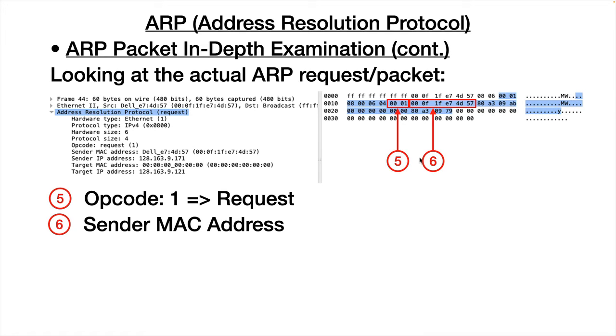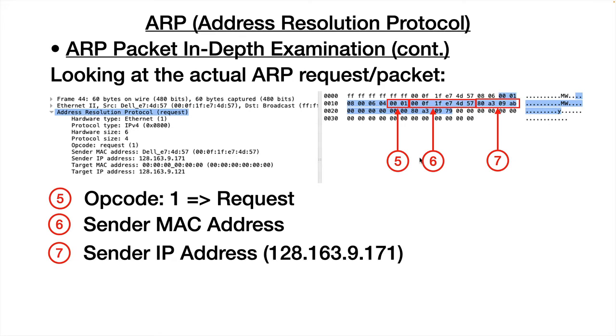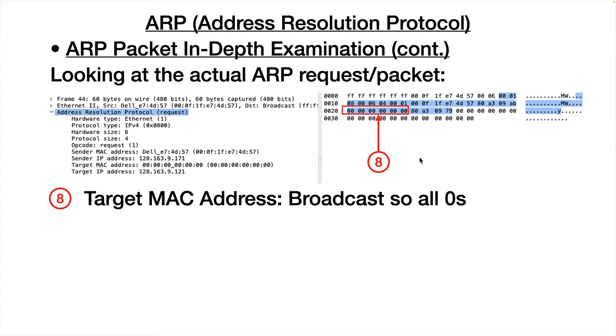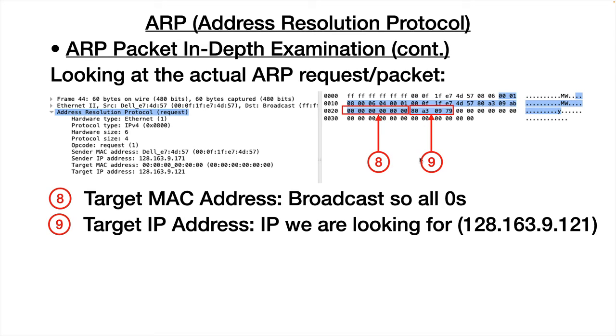Here's the sender MAC address. Here's the sender's IP address. And then here we have the target MAC address. Since this was a broadcast, we're not sending to a single machine, so that's simply filled with zeros. And then this is the target IP address, or the IP address we were looking for. If you change that into decimal dotted notation, I was looking for 128.163.9.161.